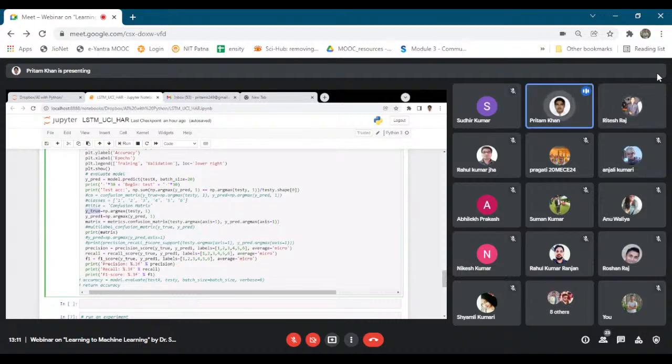Okay. Next, here are y true and y predicted. These are the values that you will be printing. The y true values are actually the true values, and y pred is actually the predicted value.